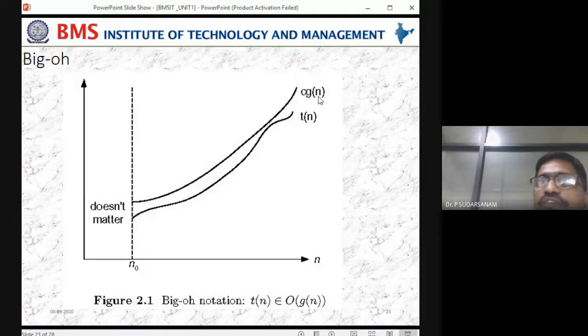A function f of n belongs to order of g of n. How you will denote this is t of n belongs to order of g of n. So we have to write the growth of that one. There exists t of n less than or equal to the order of growth of g of n. So how you will denote this is t of n is less than or equal to c into g of n, where n is greater than or equal to n naught. N naught is a non-negative integer. That is what the definition says.